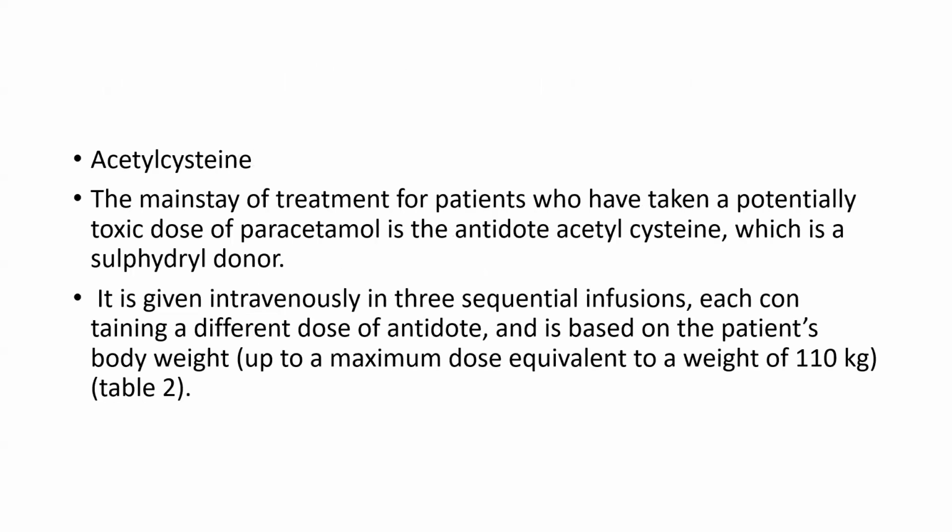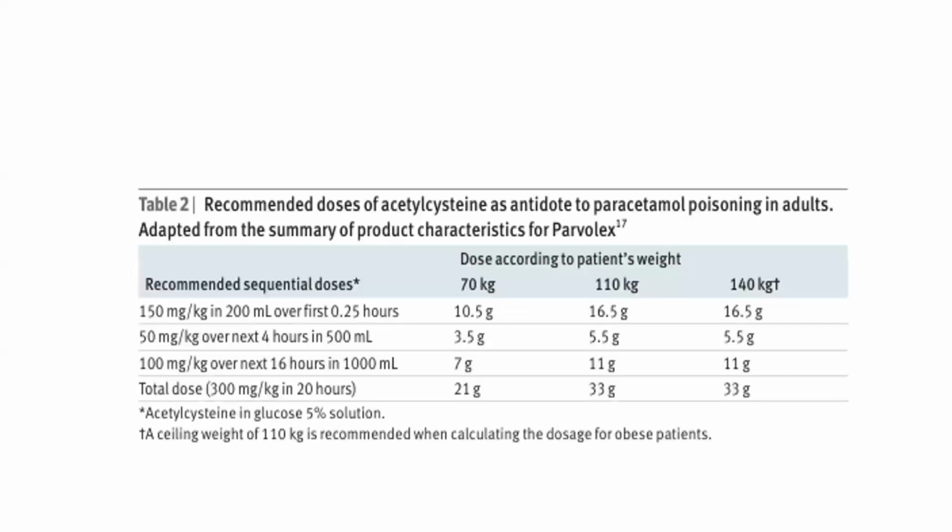Now about acetylcysteine. The mainstay of the treatment for patients who have taken a potentially toxic dose of paracetamol is the antidote acetylcysteine, which is a sulfhydryl donor. It is given intravenously in 3 sequential infusions, each containing a different dose of antidote and based on the patient's body weight, up to a maximum dose equivalent to the weight of 110 kg. So this is the recommended dose of acetylcysteine antidote in paracetamol poisoning.